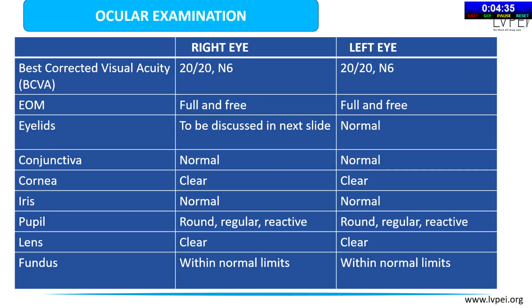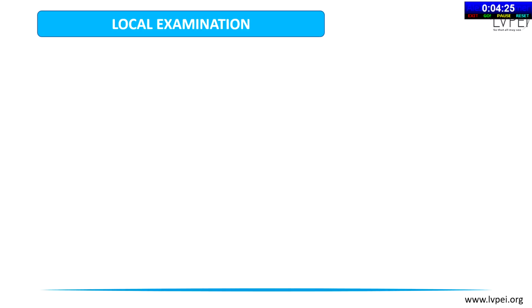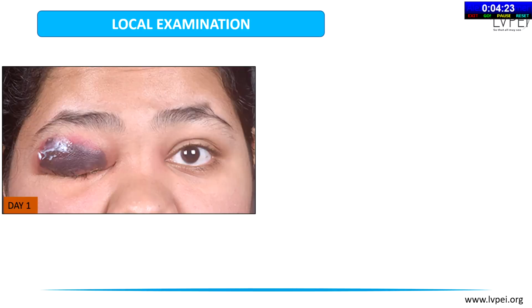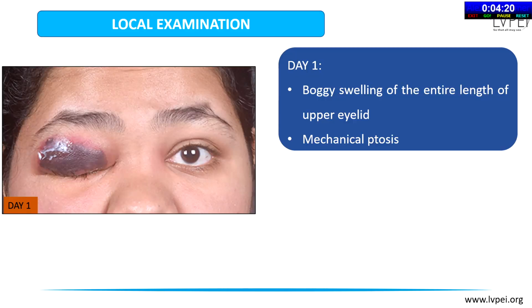On ocular examination, the visual acuity was 20/20 in both eyes, EOM were full and free. The left eye was completely within normal limits, as well as the posterior segment. Whereas in the right eye, as you can see, there was a swelling involving the complete lid. It's a boggy, erythematous swelling, leading to mechanical ptosis. This was the presentation on day 1.